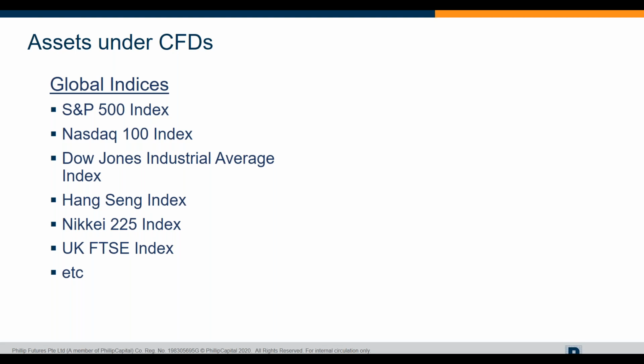So you somehow get an average, or averaged-out, movement of the whole market. Okay, so for indices, there are many types from various regions. From the top three that I've listed here, they are from the US, and we also have indices from Asia, places like Hong Kong, where we have the Hang Seng Index. Japan, we have the Nikkei Index, and we also have a long list of indices from other regions like Europe. Okay, so that is indices.